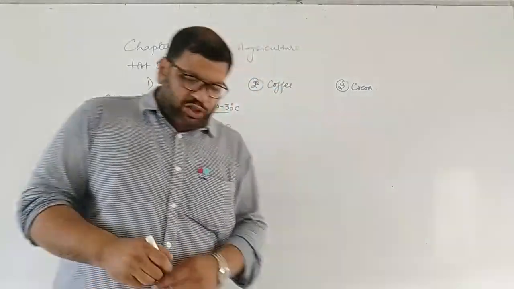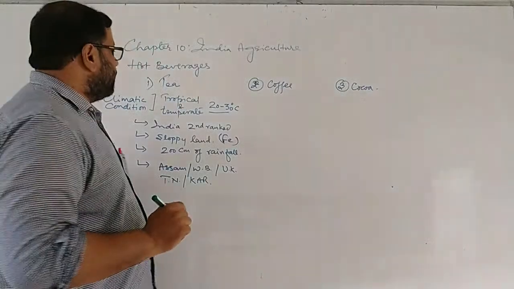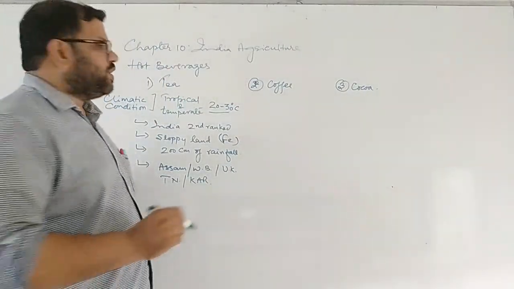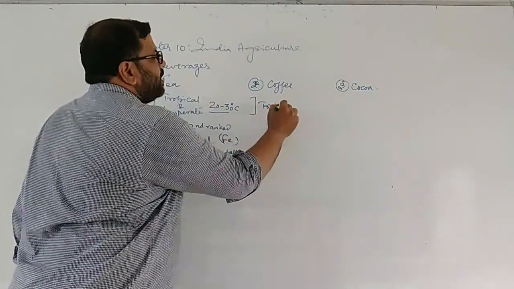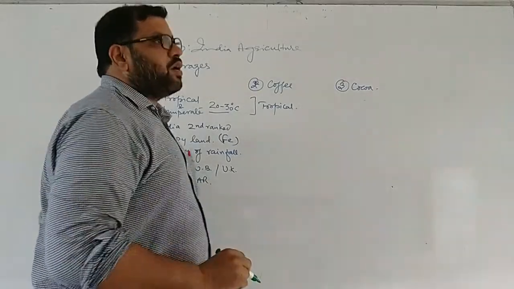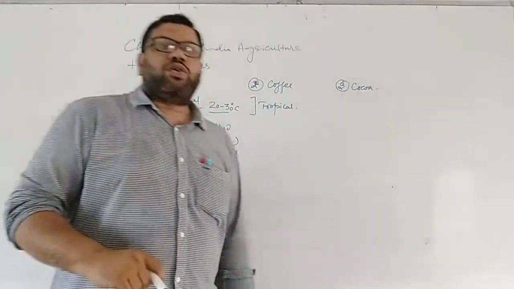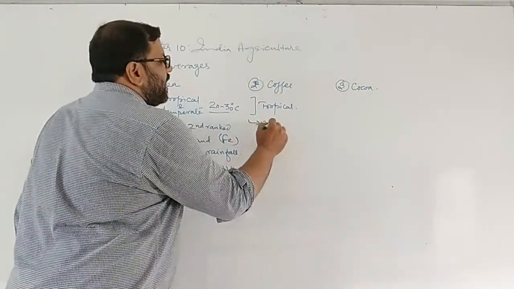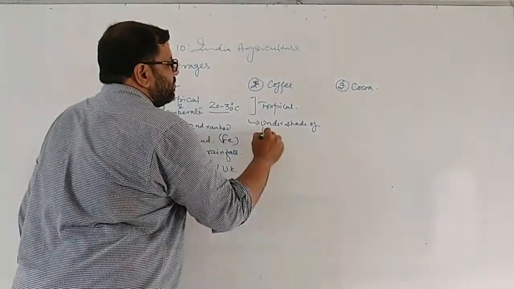The second beverage which we have is the coffee. The coffee again is going to be seen in those areas which are tropical, and tropical means hot and humid. But a unique thing is that the coffee plants are grown under the shade of large trees.